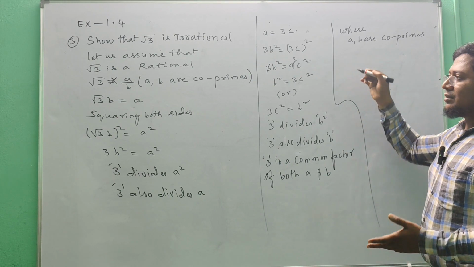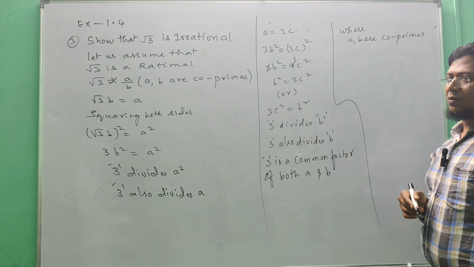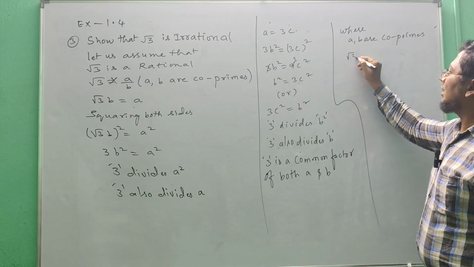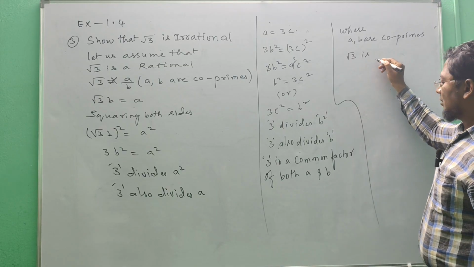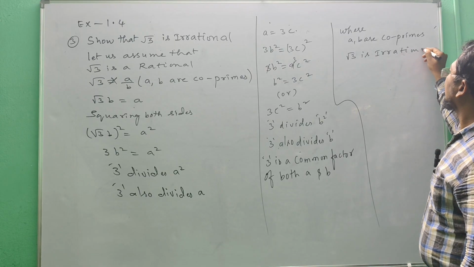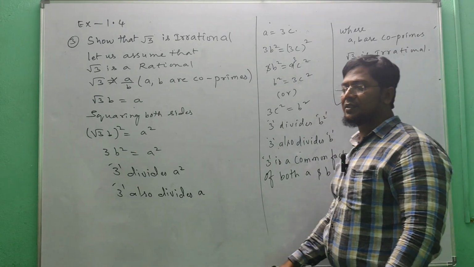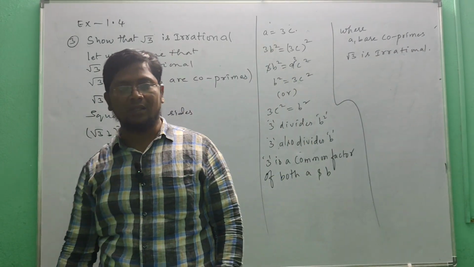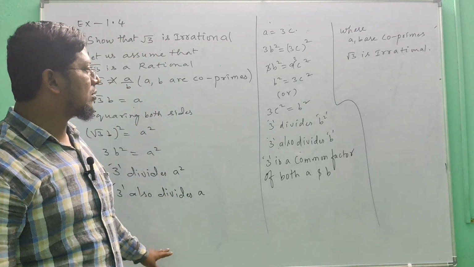So our assumption that root 3 is rational is wrong. What is the correct? Root 3 is irrational. So these are our 3 similar questions of this exercise. Please copy this one.